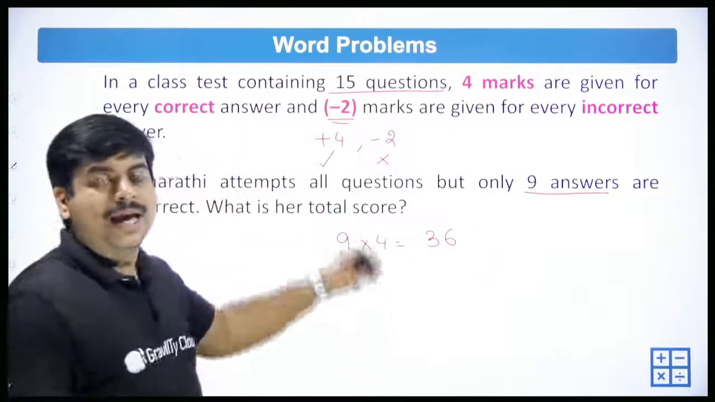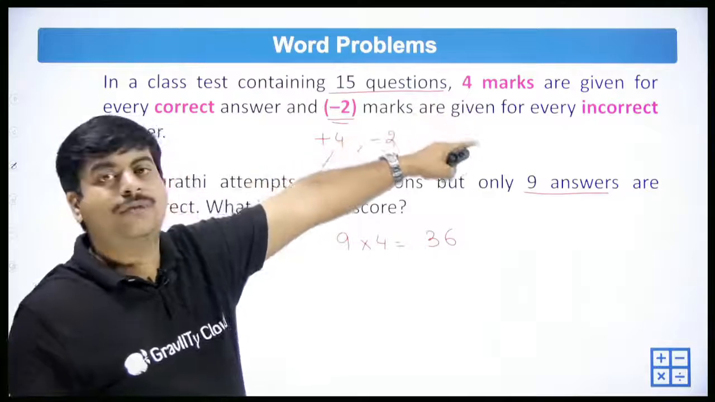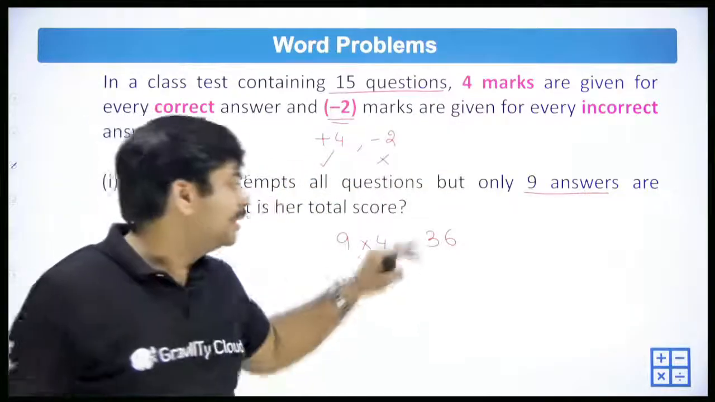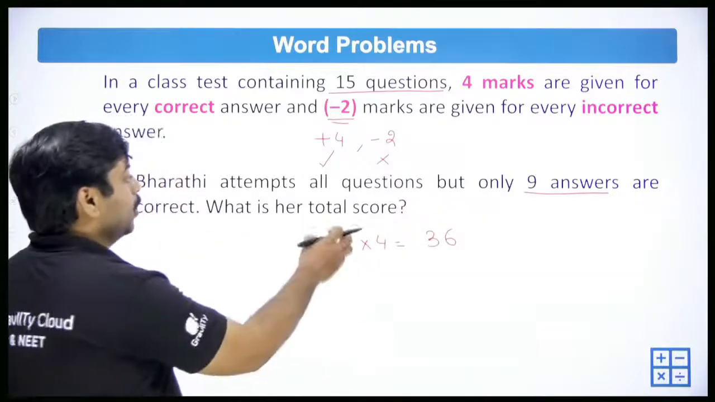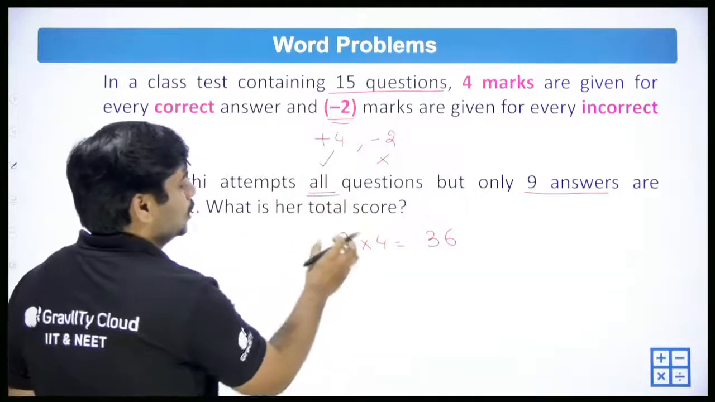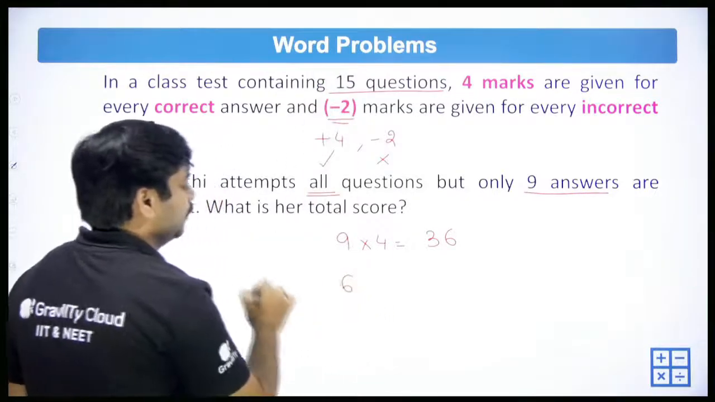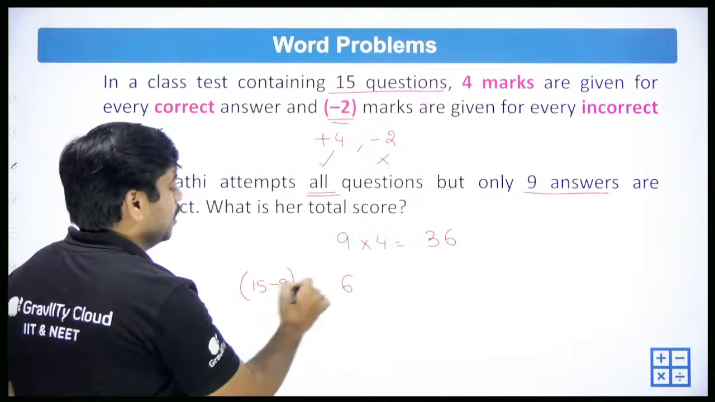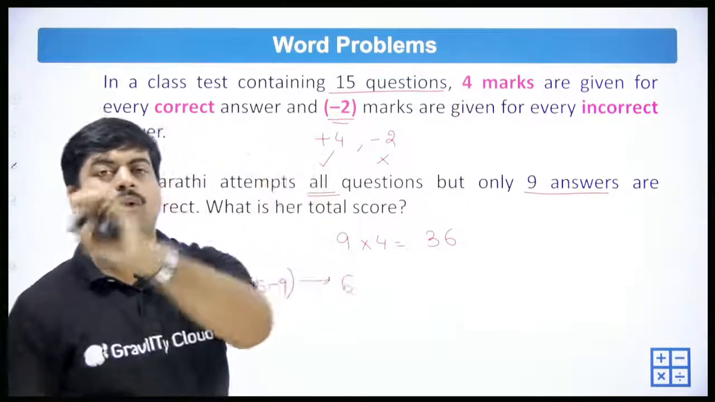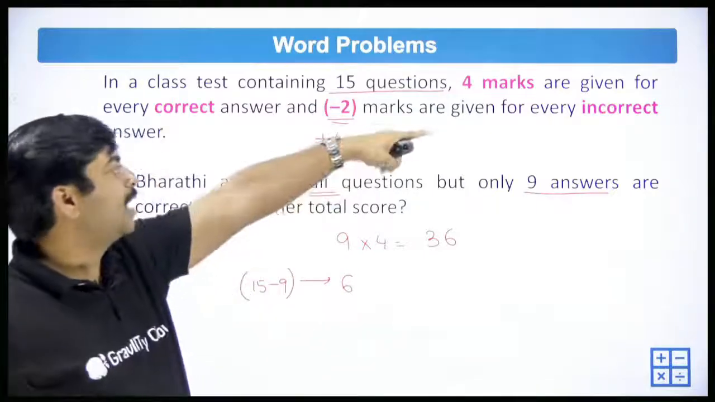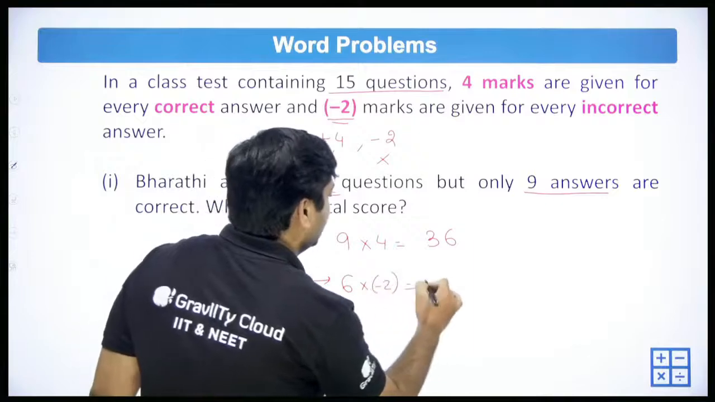But is this her final score? Had there been no negative mark for incorrect answers, that would be her final marks. But as she is attempting all the questions, out of 15, 9 are correct. So 6 are wrong. For every wrong answer, you are having minus 2 marks. So 6 into minus 2 will give you minus 12 marks.